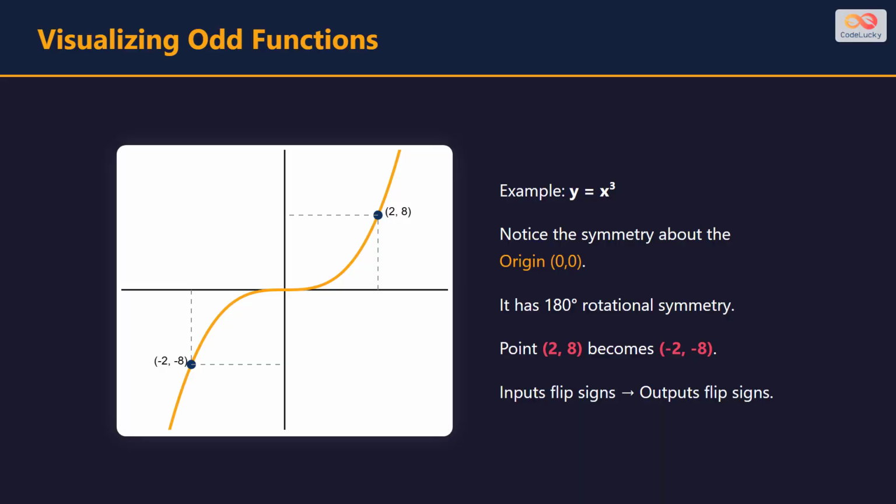A perfect example of an odd function is y equals x cubed. This graph has symmetry about the origin. If you look at the point 2, 8, its pair is -2, -8. Both the x and y coordinates flip their signs.